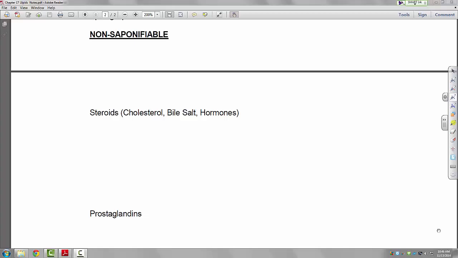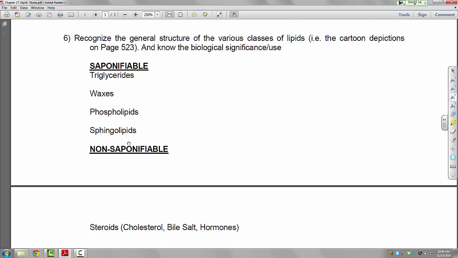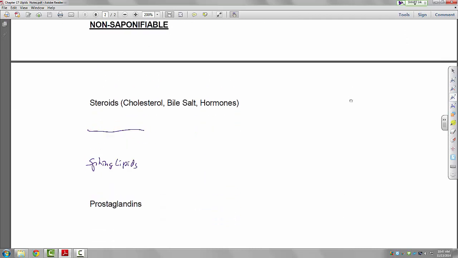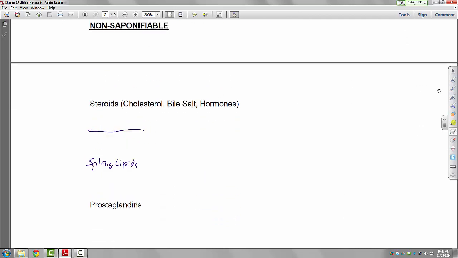Alright then, this is the second part of the review for lipids. In the first part we finished covering saponifiable lipids, and I said that these sphingolipids actually belong down here. So sphingolipids, they are non-saponifiable, meaning there's no ester.